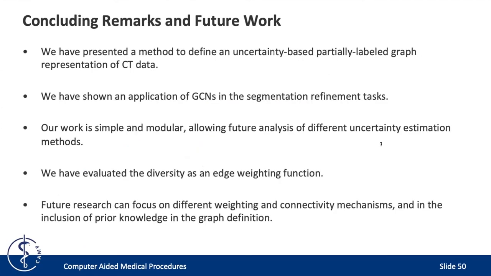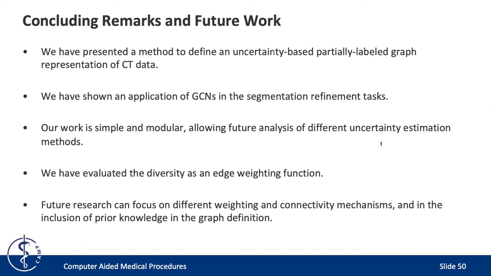Okay, to conclude this presentation, we have presented a method to define a partially labeled graph based on uncertainty information coming from the CNN. We have also shown one application of GCNs in segmentation refinement tasks. We have also presented a work that is modular, meaning it's not dependent on the GCN used or the uncertainty strategy employed. We can, for example, use a different uncertainty analysis strategy to get the uncertainty estimations, and also use a different graph learning approach to obtain the final refinement. And we have also evaluated the diversity as a weight function for the edges.